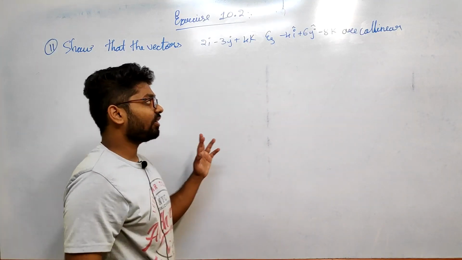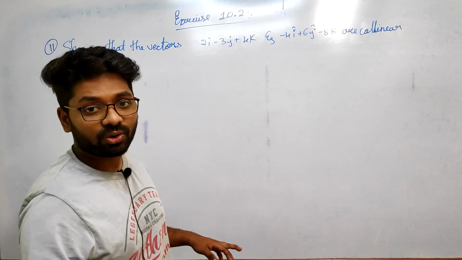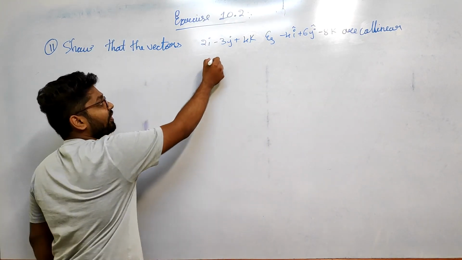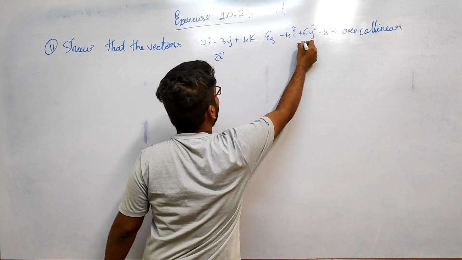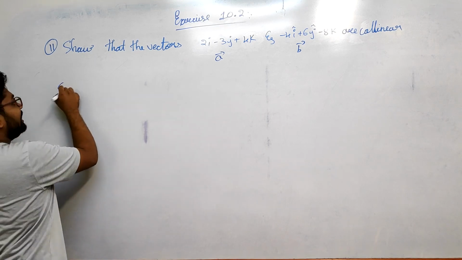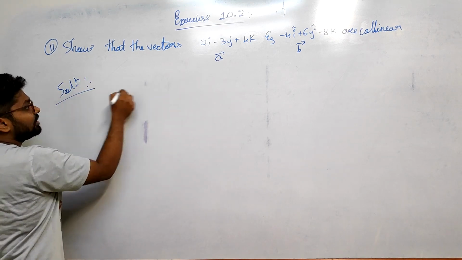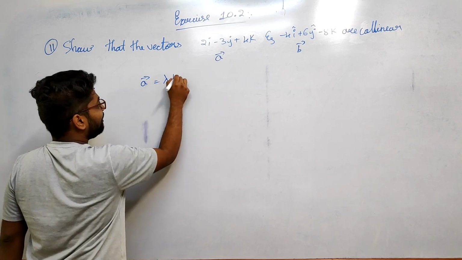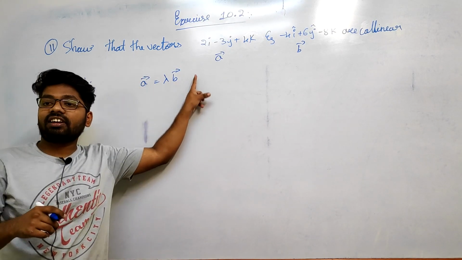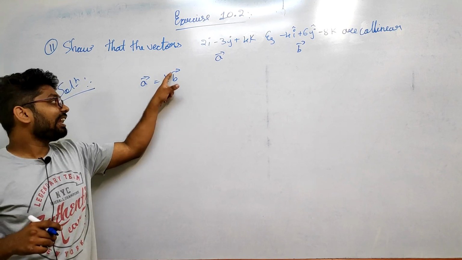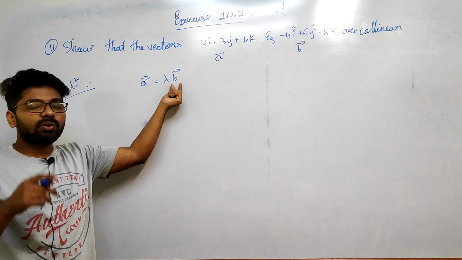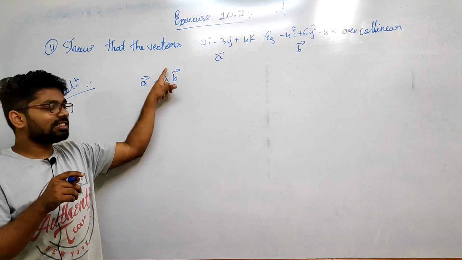Now let us see question number 11. They have asked us to show that these two are collinear. So now let this be vector a bar and let this be vector b bar. If you are able to satisfy this condition, that a bar is equal to lambda b bar, what does it mean? It means one vector is equal to a scalar multiple of the other vector, where lambda is the scalar multiple.